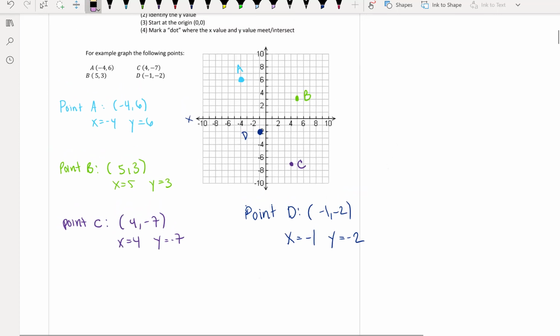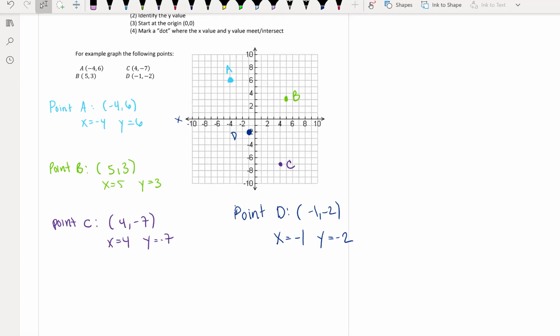So now I have my A, B, C, and D values on this graph. So that's all I'm doing. I'm just graphing the points.